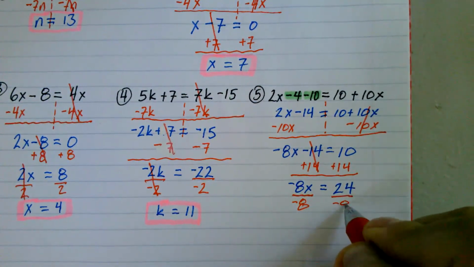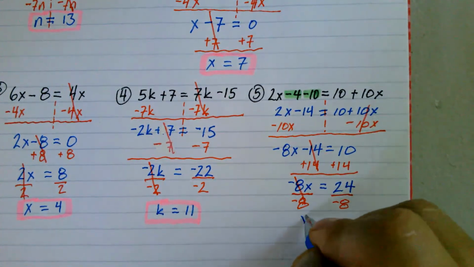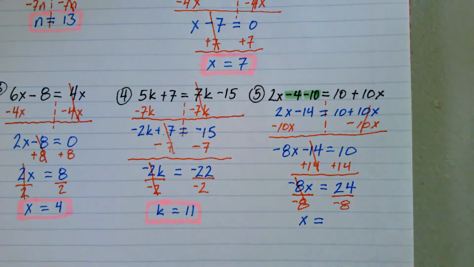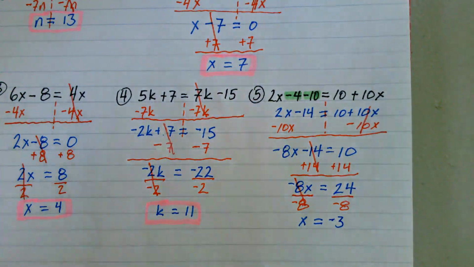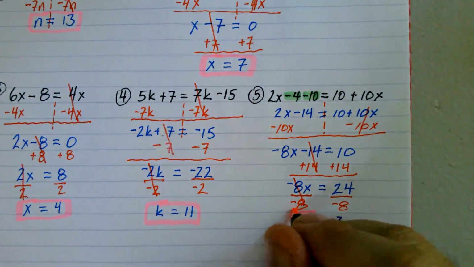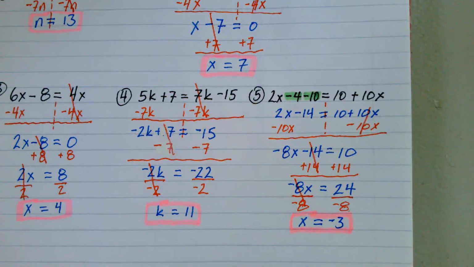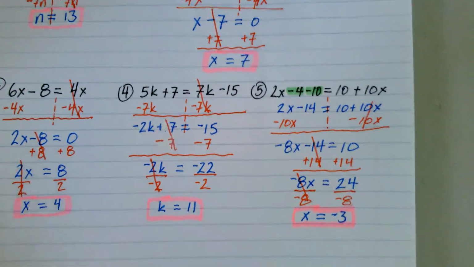Okay, you guys have come a long way. So now let's see what I get. 24 divided by -8, -3. Turns out that x is -3. Any questions? Any questions? Okay. I'll give you a moment to soak all that in.